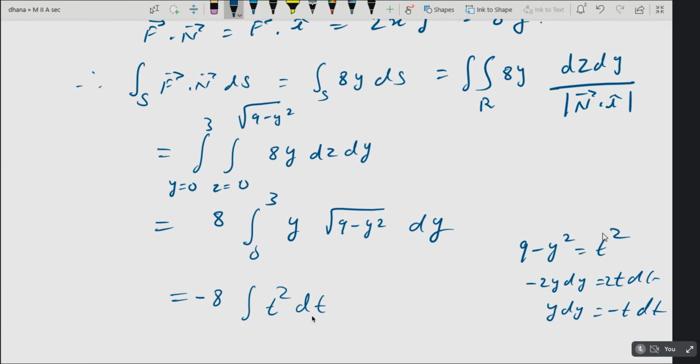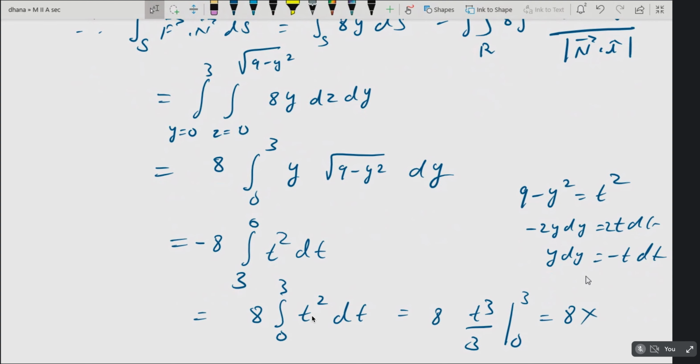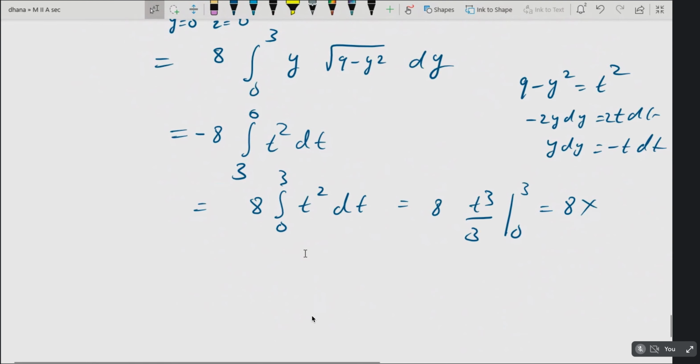t square dt. For the limits, as y tends to 0, t tends to 3, and as y tends to 3, t tends to 0. Because of this minus sign, I can write it as 8 times the integral from 0 to 3 of t square dt. So 8 t cube by 3 with limits 0 to 3. If I substitute t cube, that is 27. Yes, you are telling the answer, okay. So overall this answer is 72. Understood all of you? Yes, ma'am.